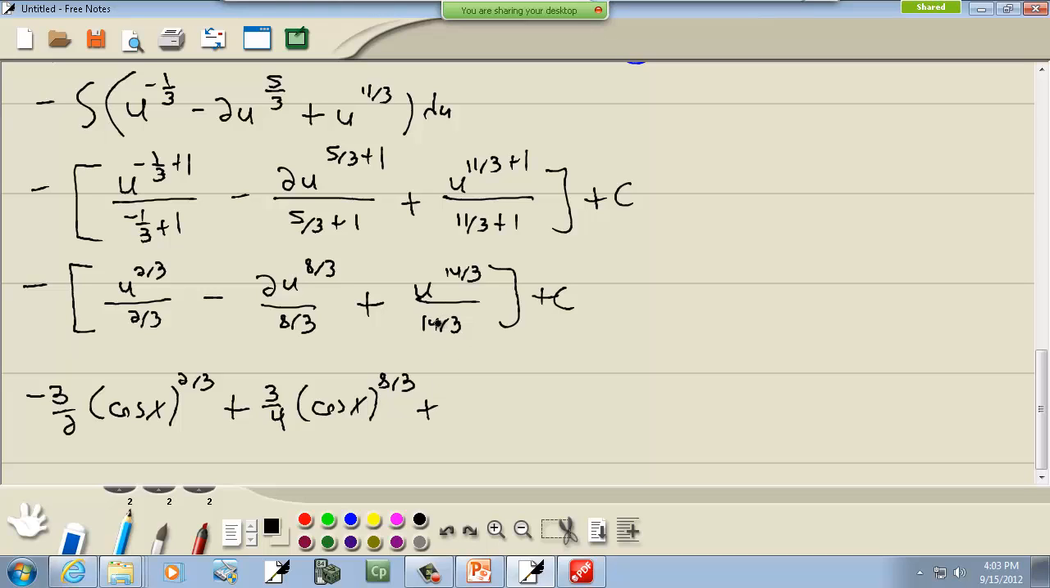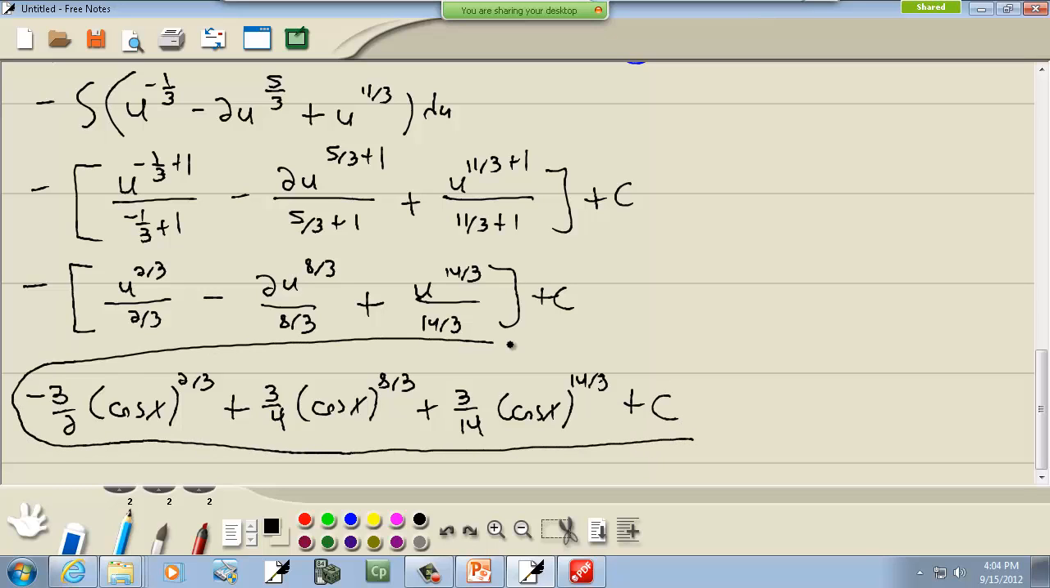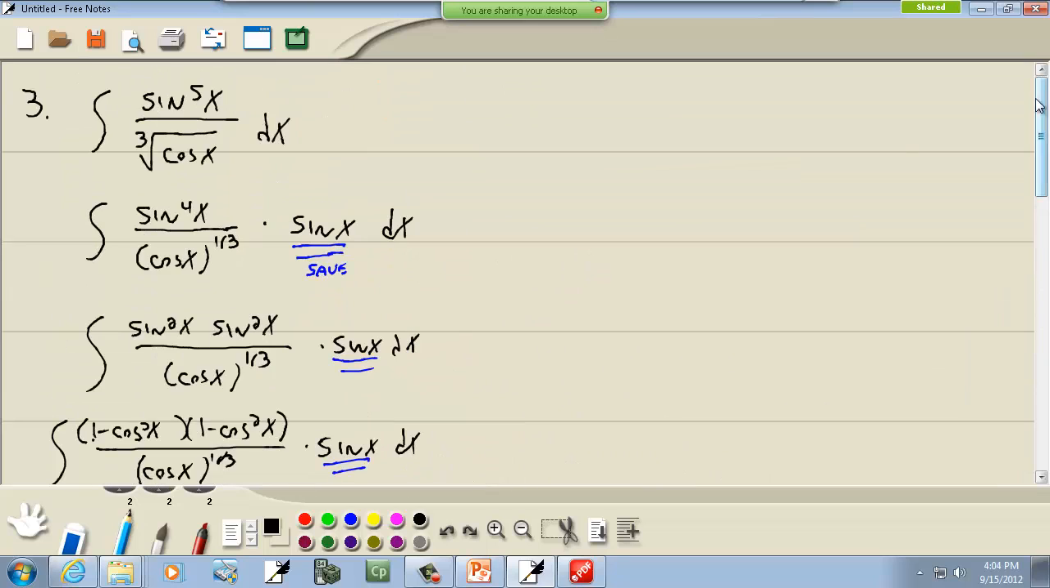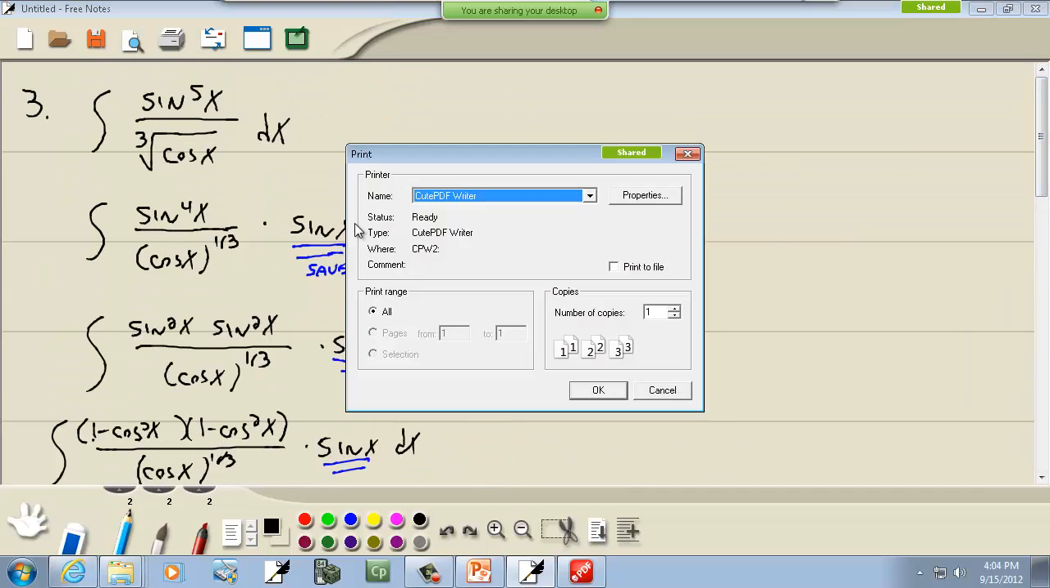And here we have a single fraction downstairs. We flip it, multiply it times the top part. This is 14 over 3, so this would be 3 over 14. And this would be cosine x to the 14/3 plus c. And that's our answer. Some of these get kind of long problems. Let me save that.